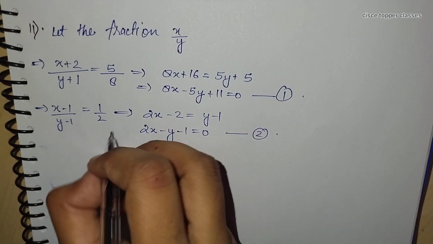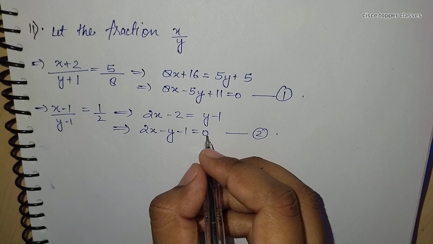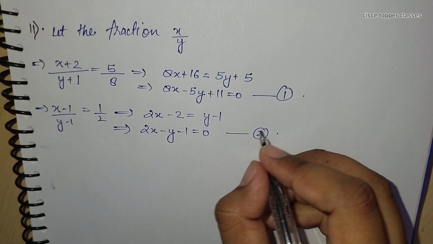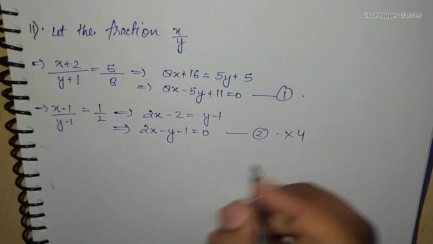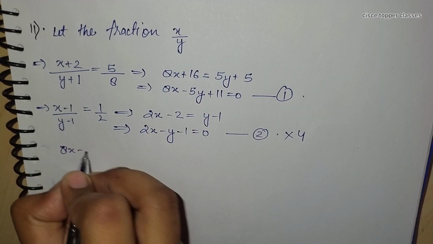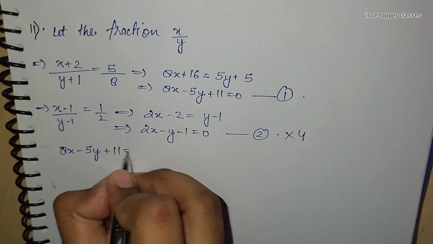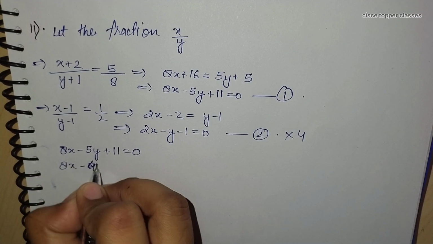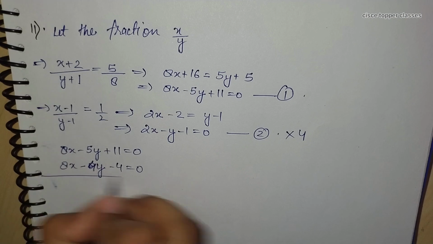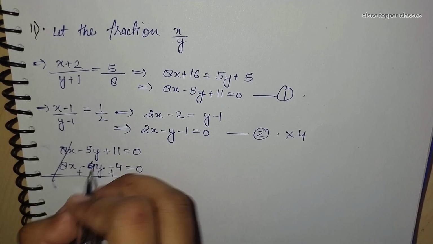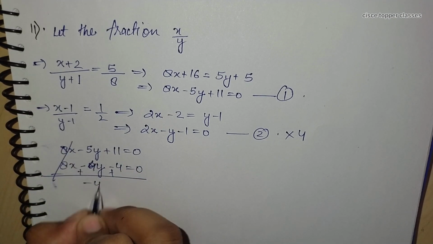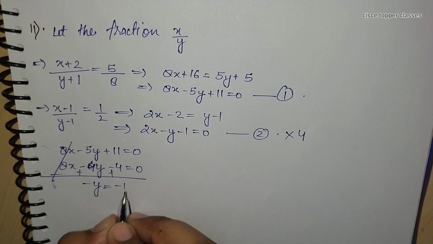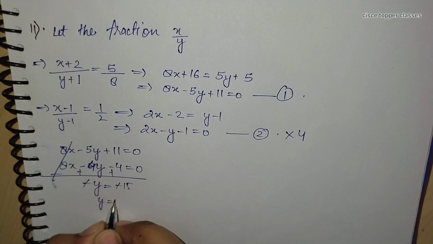Now we can simply add here by multiplying it by 4, we can simply subtract it to cancel out 8 from here. So 8x minus 5y plus 11 equal to 0, and here 8x minus 4y minus 4 equal to 0. This will be cancelled out on subtracting, and here we will get minus y equal to, on taking it this side, minus 15. So y is equal to 15 from here.